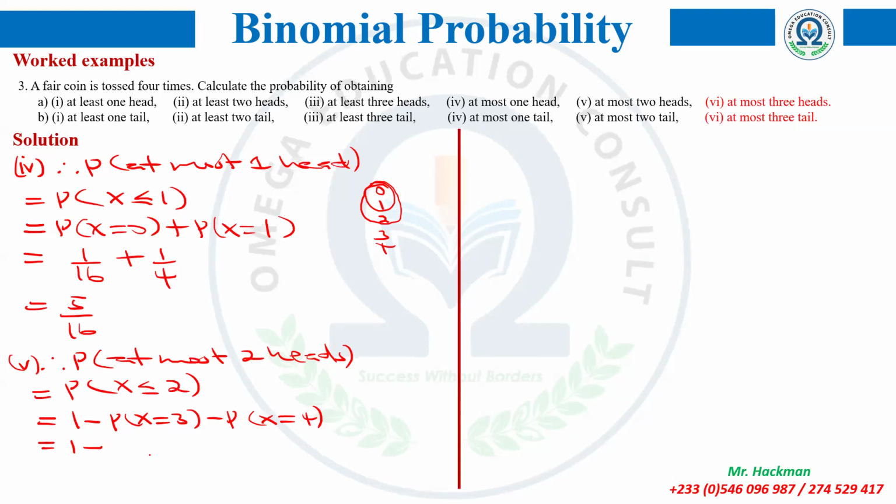1 on 1 on 1 on 4. 4. Okay, minus x equal to 4. 1 on 16. 1 on 16. Okay, so at this point, calculator all the way. Okay, so that will be equal to 15 on 16. Okay, 15 on 16.